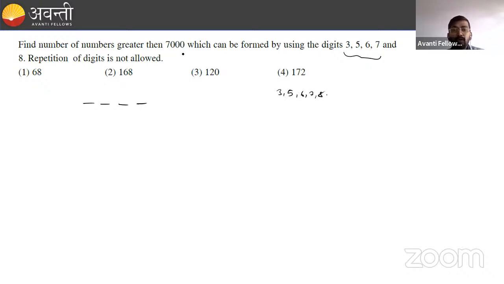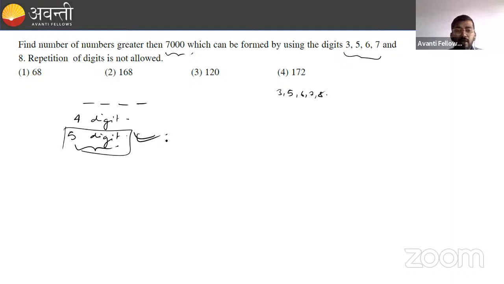Okay. So for the number to be greater than 7,000, it can be a 4 digit or 5 digit number. So we know that any 5 digit number will be greater than 7,000, right? So all numbers in this category qualify, right? So how many 5 digit numbers can there be?